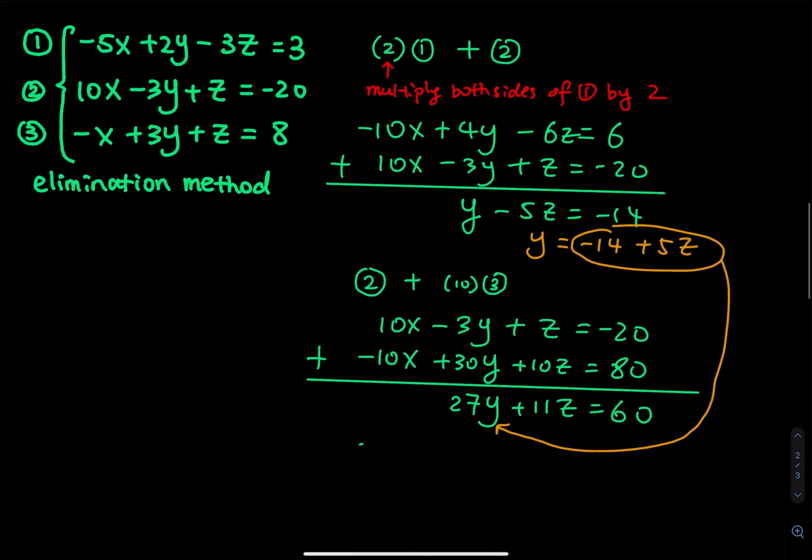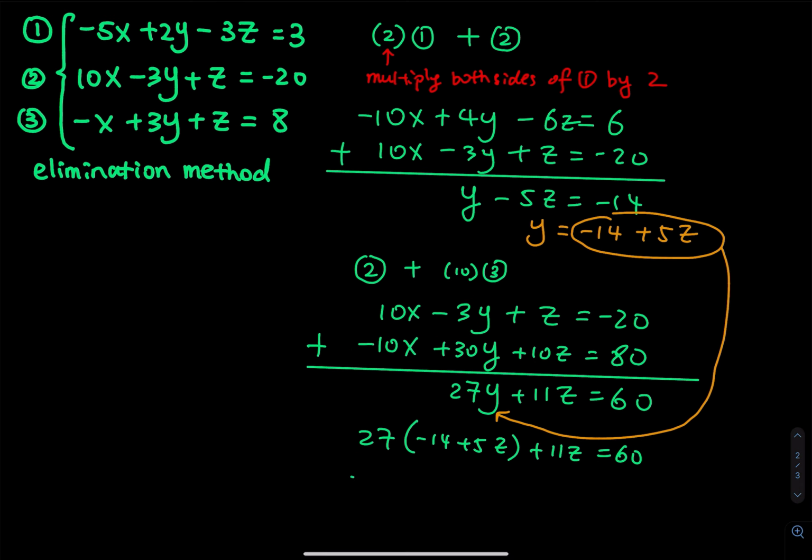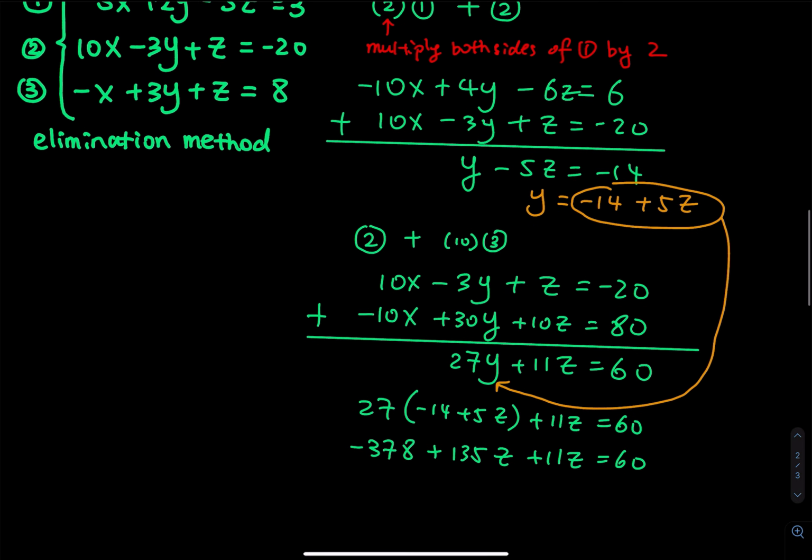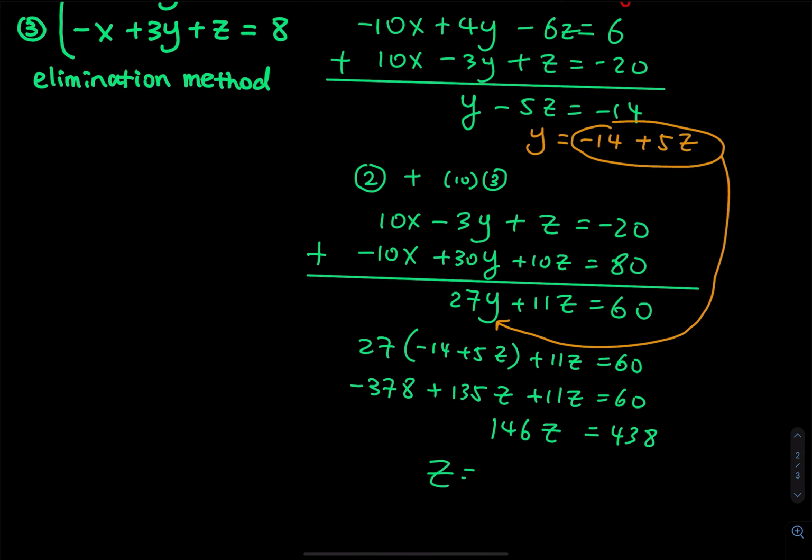The next step is we have 27 times negative 14 plus 5z, and then plus 11z equals 60. All right, so let's do a distribution. I have negative 378 plus 135z plus 11z equals 60. 135 plus 11 is 146. And then 60 plus 378, that is 438. That gives you a very nice number. So z is equal to 438 divided by 146, that is equal to 3. So now I have z equals 3.